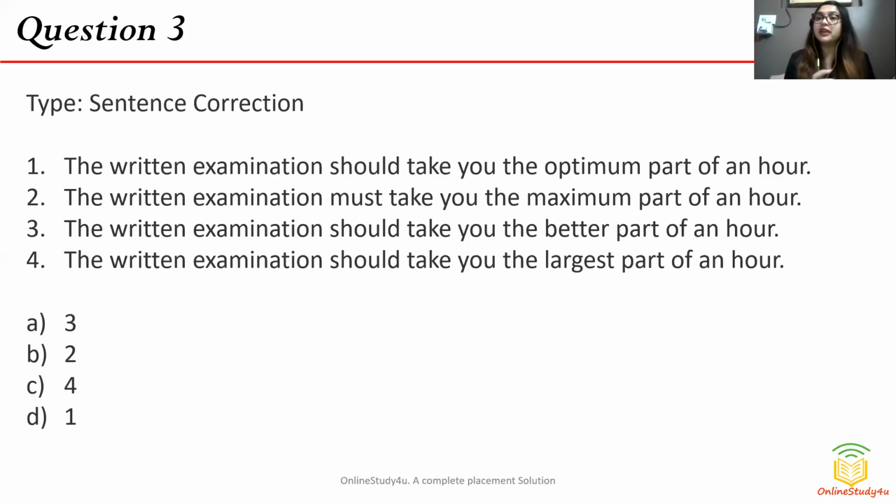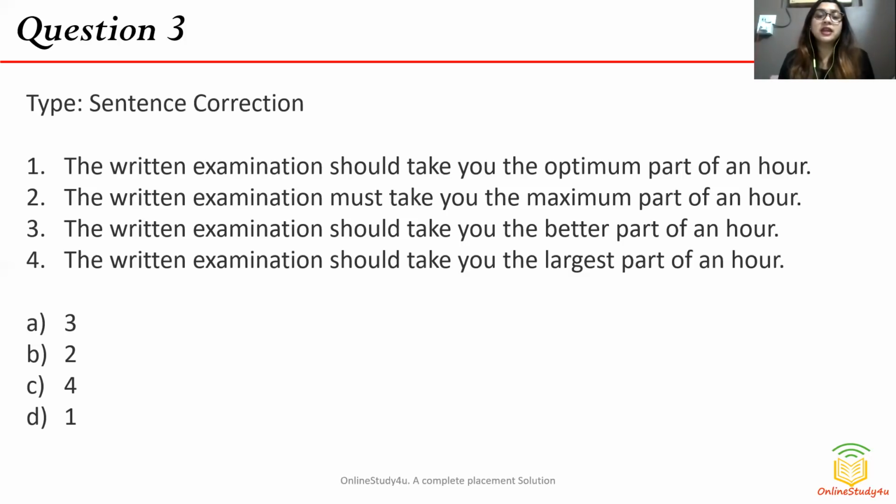So you need to be very careful as to which sentence is correct, and not just which sentence is correct, it pertains to which answer option. So let's say if 4 is correct, then our correct answer option is C, right? So be very careful and wary of these facts. Now it says the written examination should take you the optimum part of an hour. So we are basically talking about the written examination. We're saying that this is going to take you whatever time, in the written exam. So the first one says it's going to take optimum part of your hour.